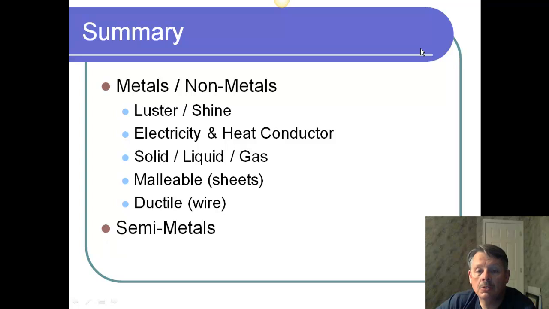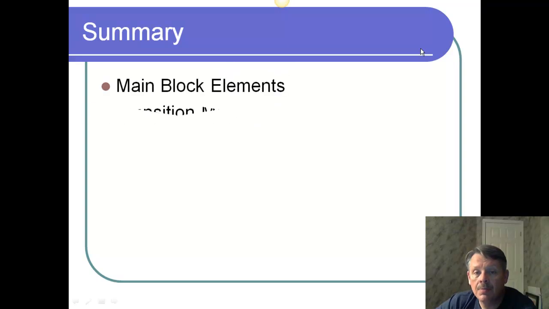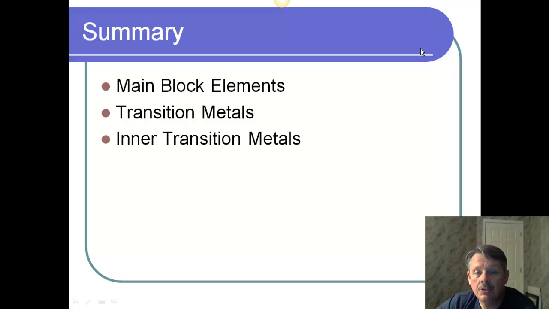Those are ductile. Semi-metals contain some of the properties of metals. Sometimes they have a luster, sometimes they don't. Sometimes they conduct electricity, some don't, et cetera. They have some properties of each. Main block elements, those are the ones on either end. Transition metals, and then your inner transition metals are the ones down at the bottom. We'll talk about those a little bit later, I think, in our next podcast too.